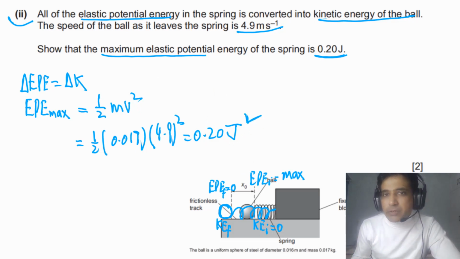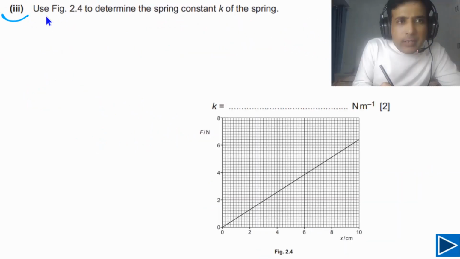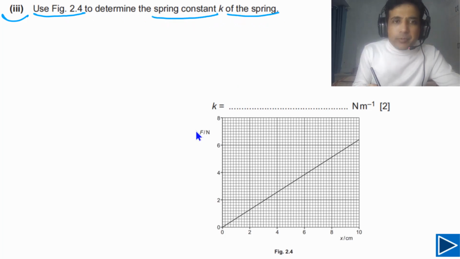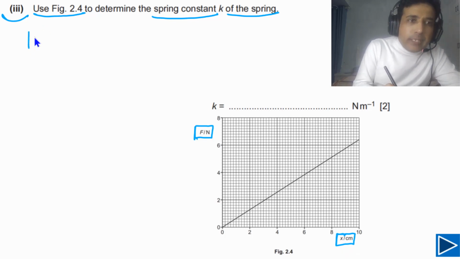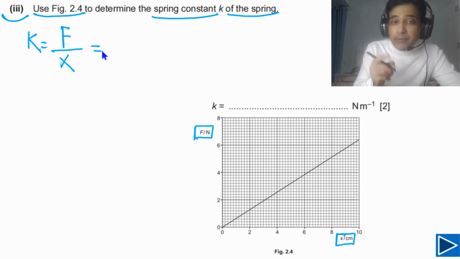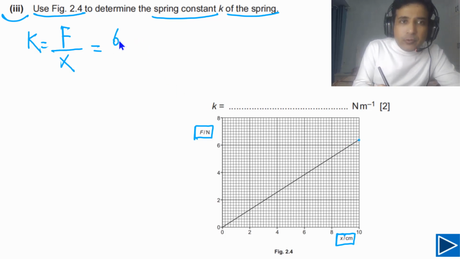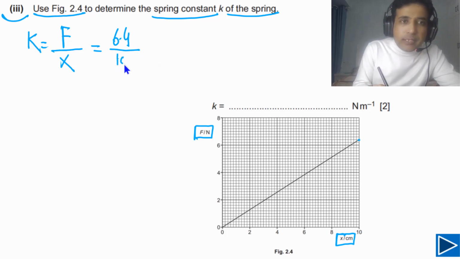You will get the first mark if you have written this formula, and the second mark if you have got the right answer. For the third part, we need to use figure 2.4 to determine the spring constant K of the spring. We have force on the y-axis and compression, meaning x, on the x-axis. We need to find the value of K. So K in this case will be equal to force divided by extension. We can take any value of force. In this case, I'll be choosing this point. At this point, we have a force equal to 6.4 newtons, and an extension equal to 10 centimeters.